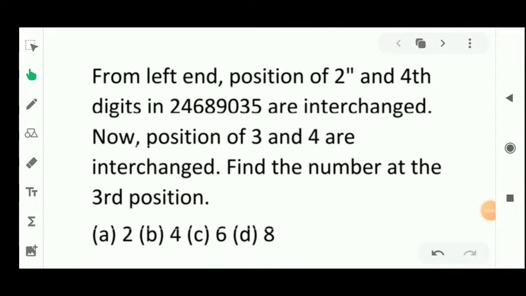Hello students, today I will start chapter number 12 of your reasoning book, exercise number 12.1, that is sitting arrangement.